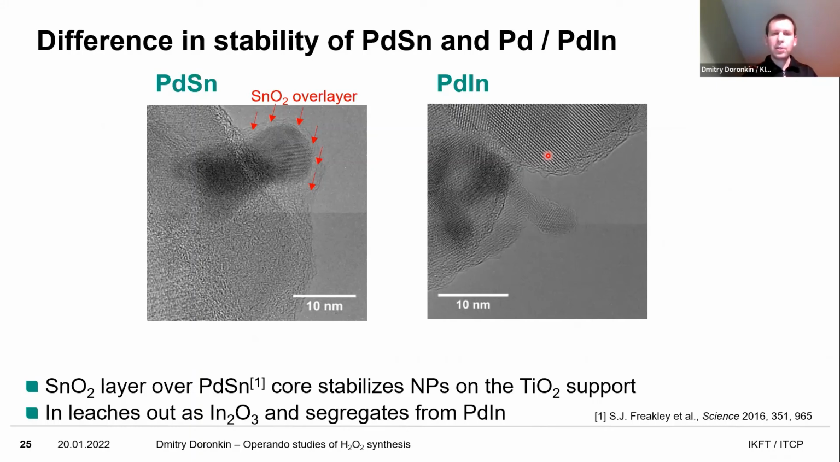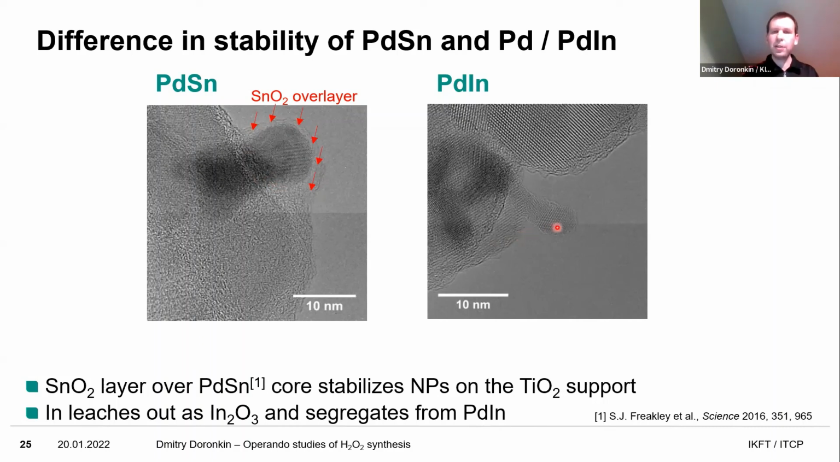We did high resolution TEM also after the experiments, and we found out that for the palladium tin, as you remember, we had a mixture of tin dioxide and tin alloyed with palladium. And the tin dioxide actually made an overlayer. Probably it's porous because still the palladium tin nanoparticles are active, so we have a transport of reactants to those nanoparticles. And we think that this overlayer actually provided an interface anchoring those nanoparticles on the titanium support.